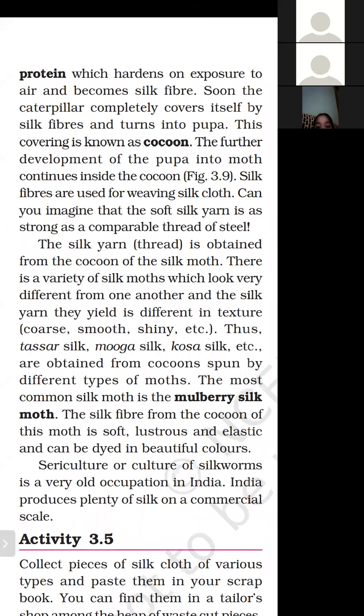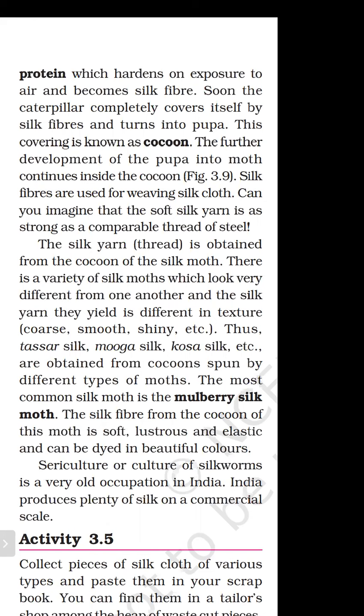When the caterpillar completely covers itself with the silk fiber, it is known as a pupa, and this outer hard covering is known as the cocoon. The further development of the pupa into a moth continues inside the cocoon. It continuously grows and grows. The silk fibers are used for weaving silk cloth. So this is the life history of the silk moth or silkworm.